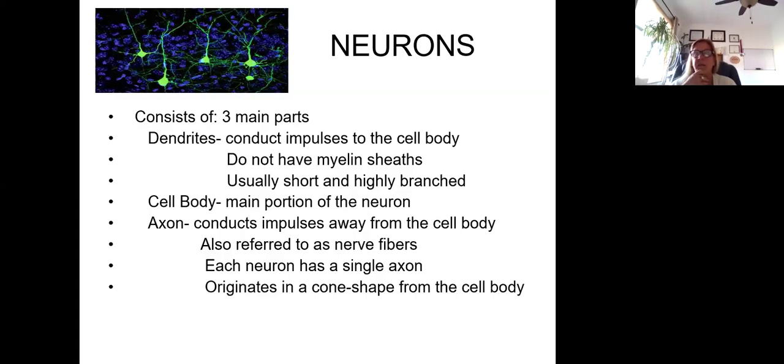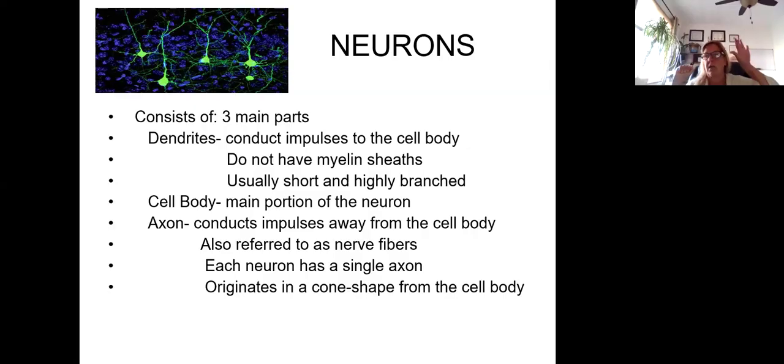Now, as far as neurons go, they are composed of three independent parts. The first part is the cell body, and that's the main cellular portion. Then we have dendrites. Dendrites conduct impulses to the cell body. They don't have myelin sheaths. They're usually short and highly branched, as opposed to axons. Axons conduct impulses away from the cell body.